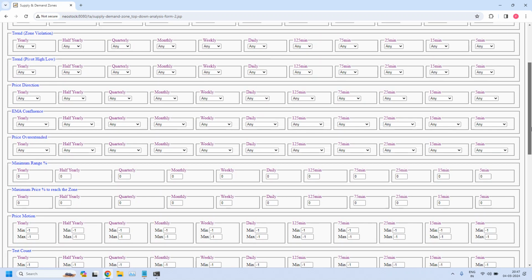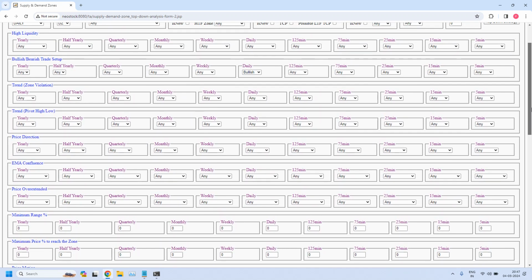Apart from that, we will also set a couple of other parameters. Another parameter is range. Range is nothing but reward. So at least from the daily demand zone to the daily supply zone, or the daily demand zone to the all-time high, a minimum 3% reward we are expecting. So in daily, I am setting the value 3. Now only stocks having a minimum 3% reward from demand zone to supply zone or all-time high will be displayed.